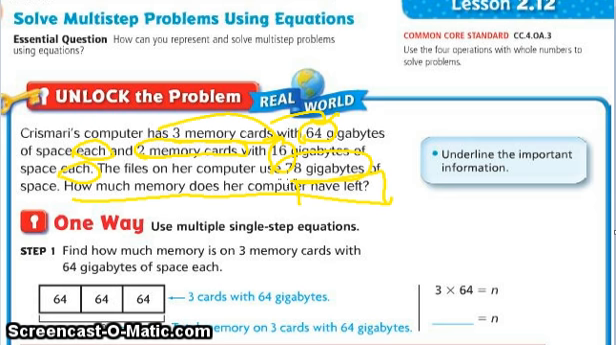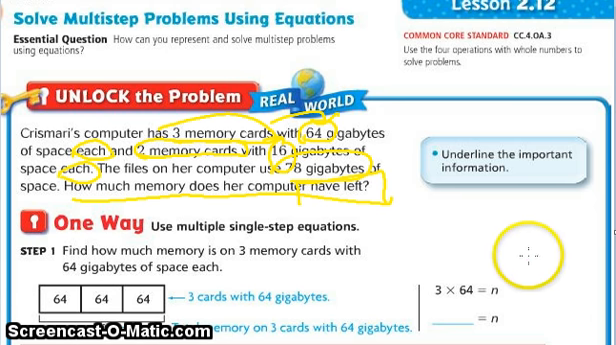Okay, so we're going to use a multi-step equation. This is one way to figure it out. First of all, we have to find out how much memory is on 3 memory cards with 64 gigabytes of space each. So N represents the total memory on 3 cards. So we have 64, 64, 64. We set up a little table here. We can multiply 3 times 64. Let's go ahead and do that.